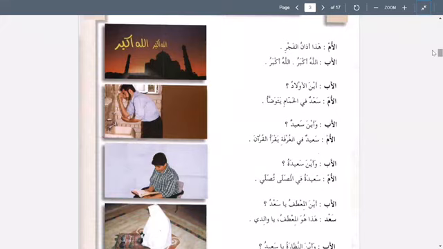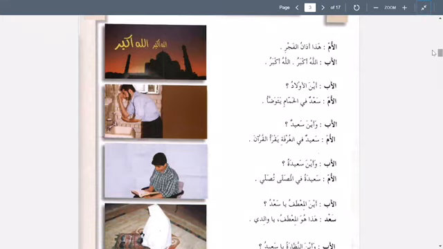Then the father asks, Wa aina Sa'id? And where is Sa'id? The mother answers, Sa'id fil ghurfa. Sa'id is in the room. Yakra'u al-Qur'an. He's reading the Qur'an. Okay? So Sa'id is in the room reading the Qur'an.